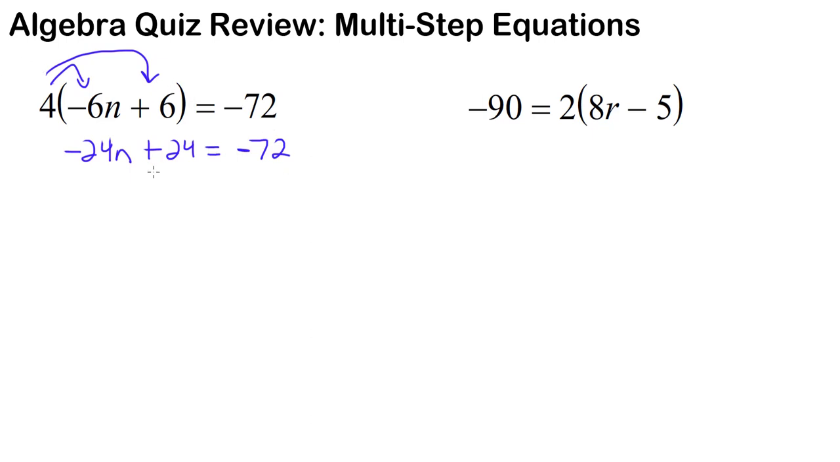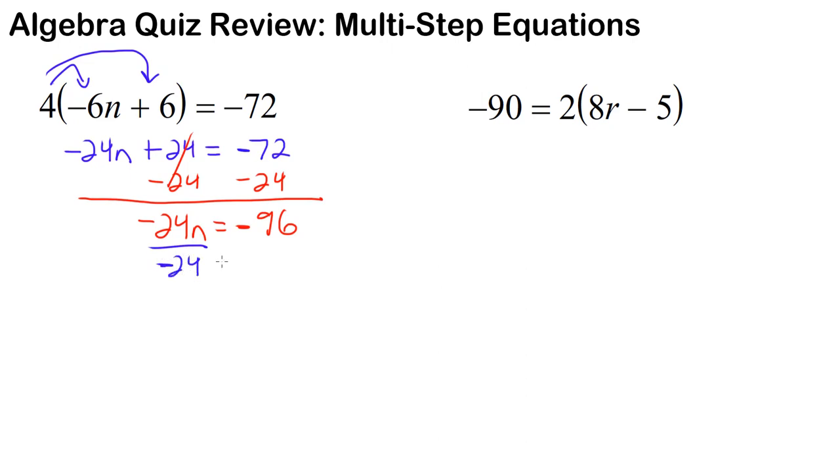Next, I need to undo addition or subtraction. So I have to get rid of this positive 24. So I'm going to subtract 24 from both sides. And now I have negative 24n equals negative 96. And finally, I need to divide both sides by negative 24. So n equals positive 4.